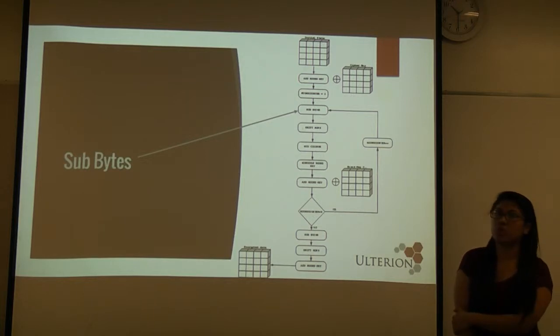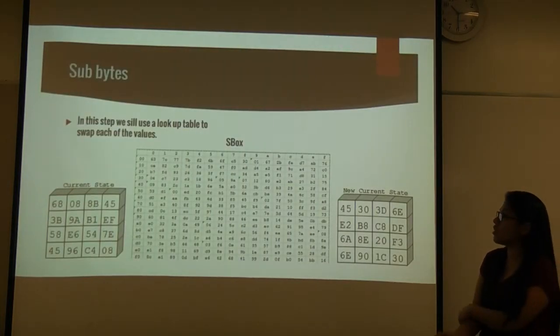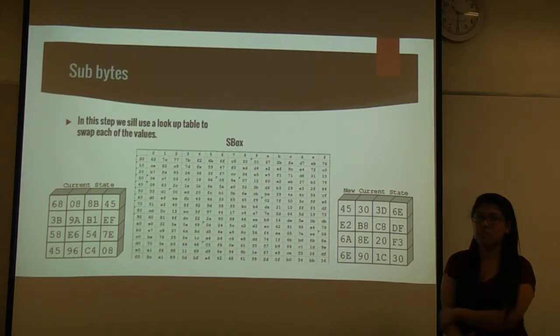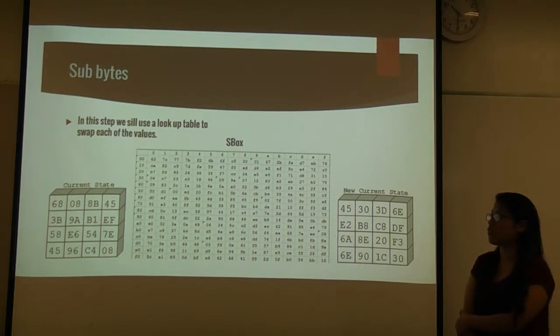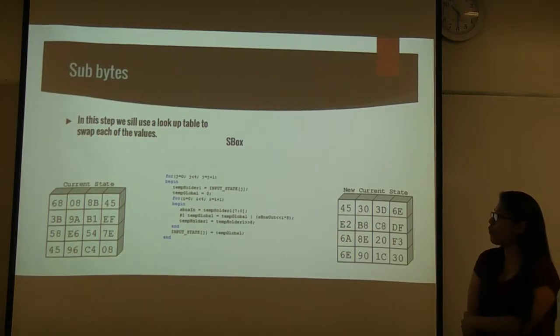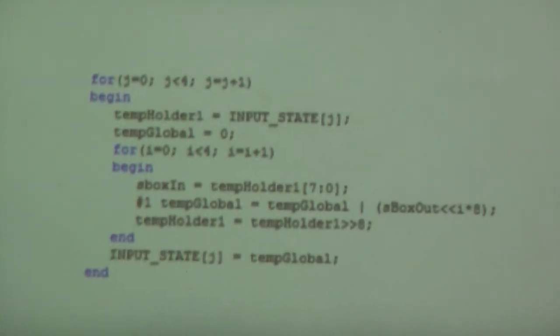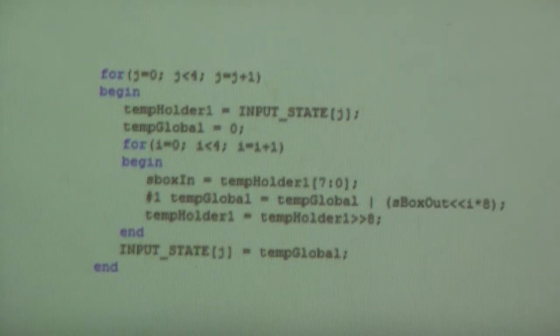Then we do our first process, which is called SubBytes. Here we're going to be using a lookup table called SBox, and it's basically going to be mapping out the current state with the SBox values. The way to implement this is we did a nested for loop. It goes through column by column, and in each column we go row by row, and each element in the row. Now we have a lookup table for the SBox with 256 values.